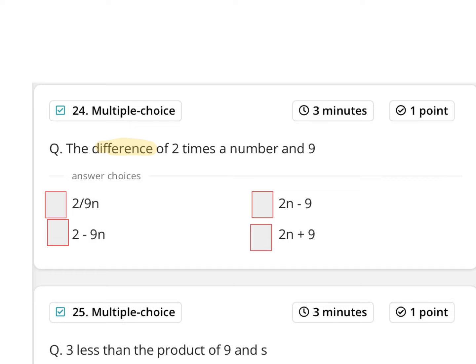What does difference mean? Difference means subtraction. So we're going to have a subtraction sign. And the difference of what? Well, we're talking about the difference of 2 times a number and 9. So you're going to put 2 times a number first. So how do we write that? We put 2 times a number, or 2 times x, 2 times n.